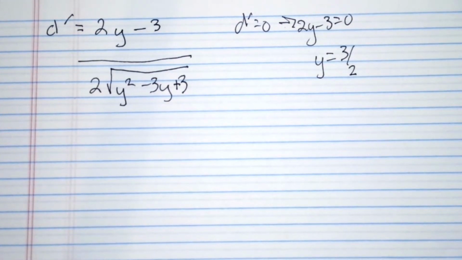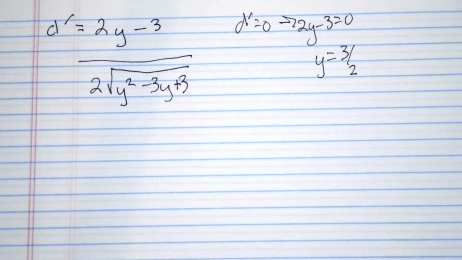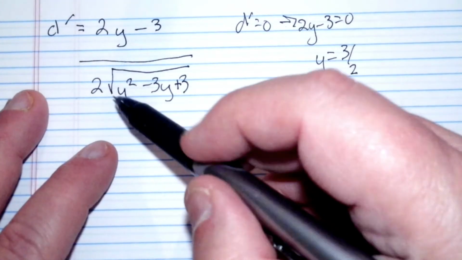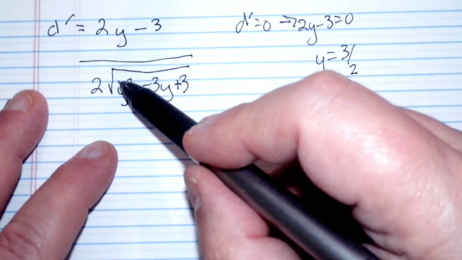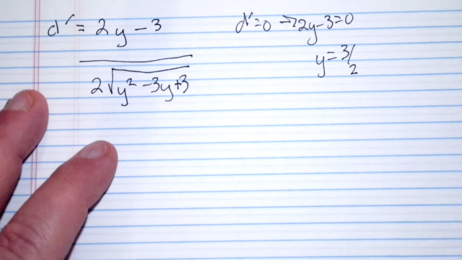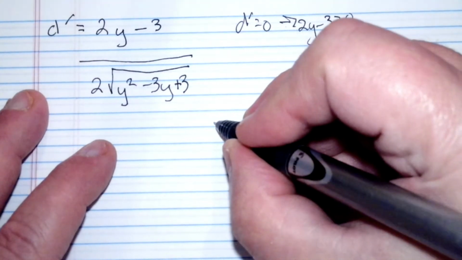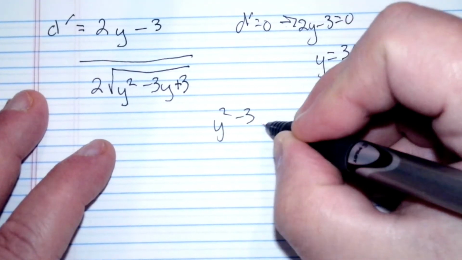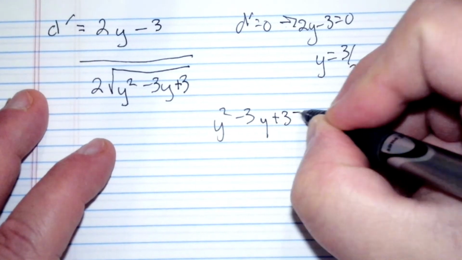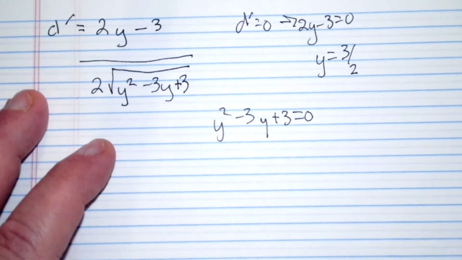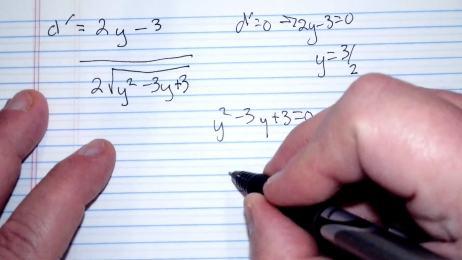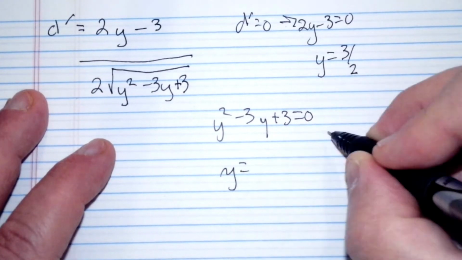Now, when is it undefined? Well, it's undefined when the denominator is 0. The only way the denominator can be 0 is if the expression under the radical is 0. So if y squared minus 3y plus 3 equals 0, that will not factor, so maybe we need to use the quadratic formula.